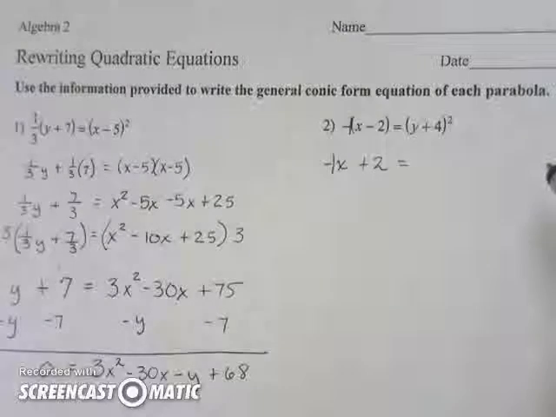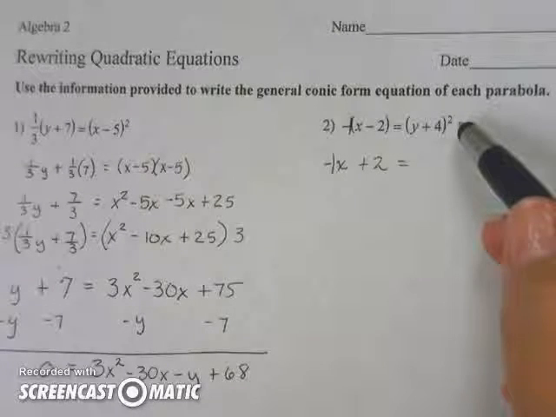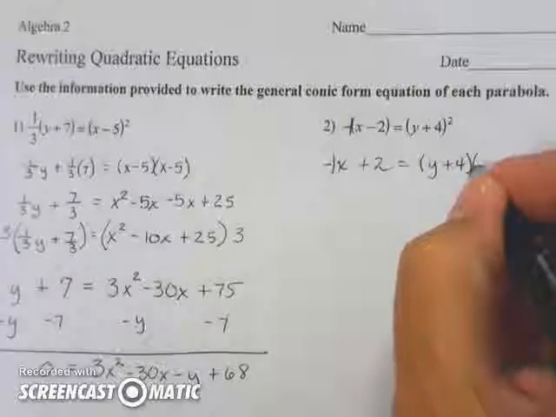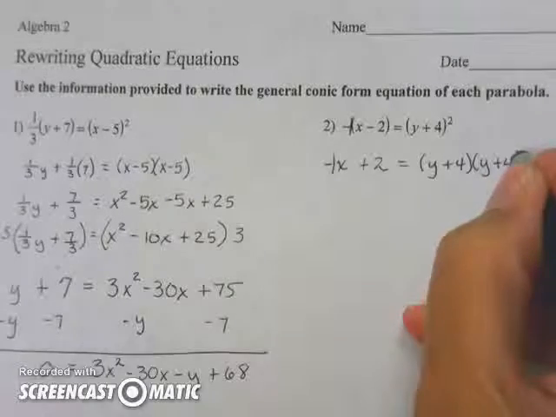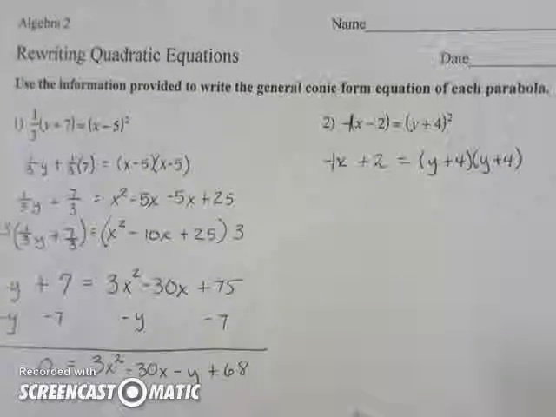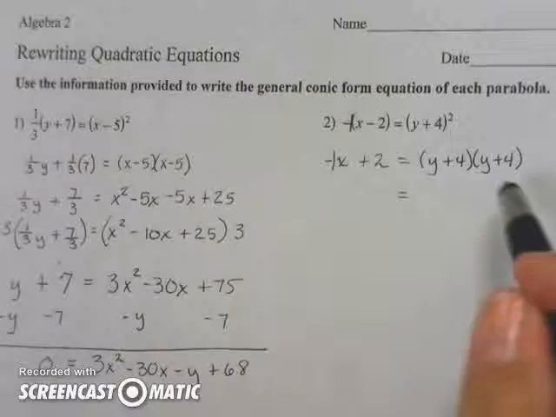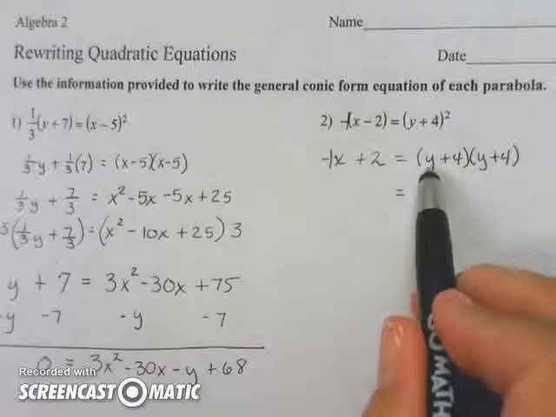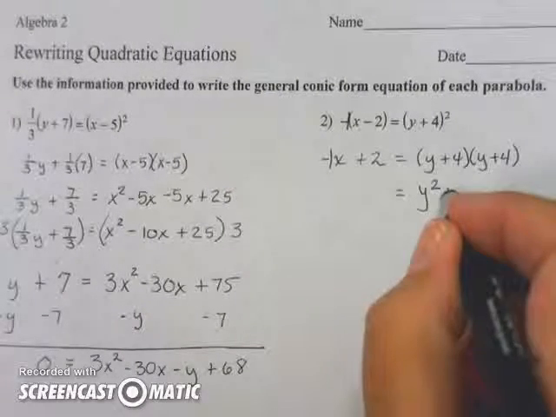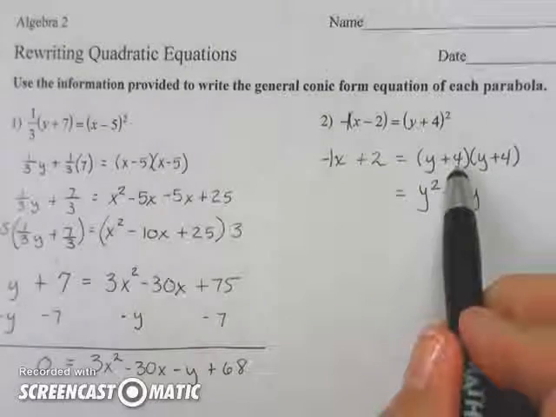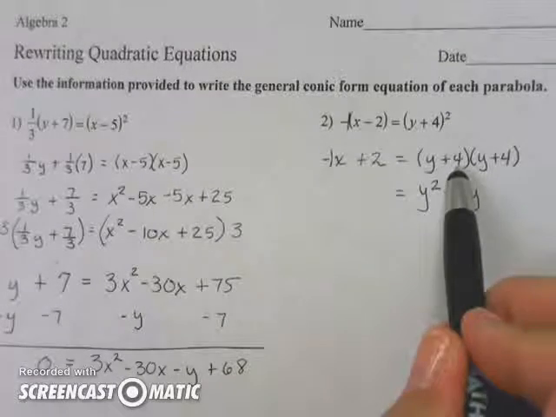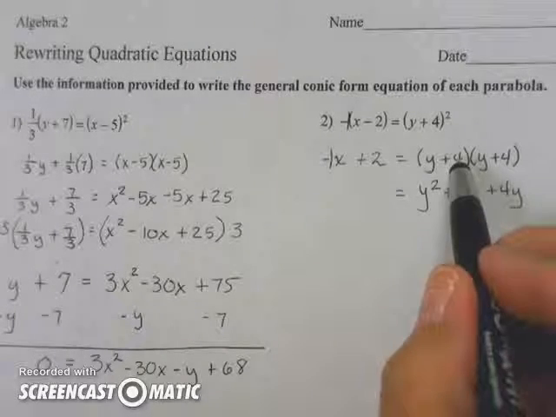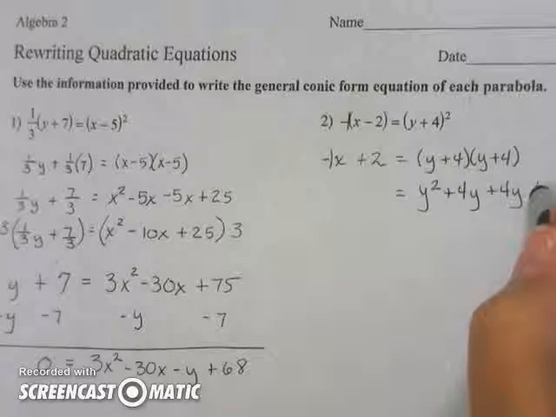Now on the right side, again, I have the quantity squared, so I must write it twice and do my distributive property. Some of you may remember a shortcut, but I'm going to show the full steps. Y times y is y squared. Y times 4 is my 4y. Now I will multiply by the 4. 4 times y, again, is 4y, and 4 times 4 is 16.